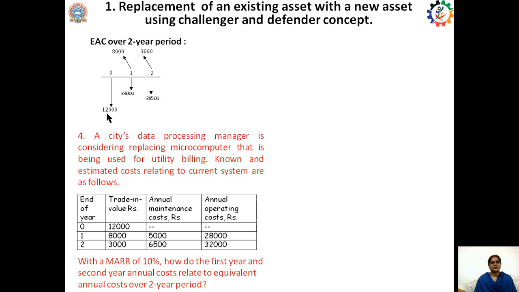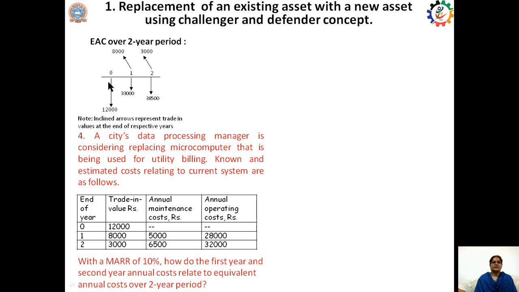0th year first cost is 12,000. First year, since both are annual costs, we can just add and write. Second year, both are annual costs, we can just add and write 38,500. What are these inclined arrows? Inclined arrows represent trade-in values at the end of the respective years. Usually upward arrows, if they are drawn, represent income to the organization. Since these are not incomes, these represent trade-in values. Just to show the difference, I have shown the inclined arrows. So don't take these as positive income, and don't add them. It is not like that.